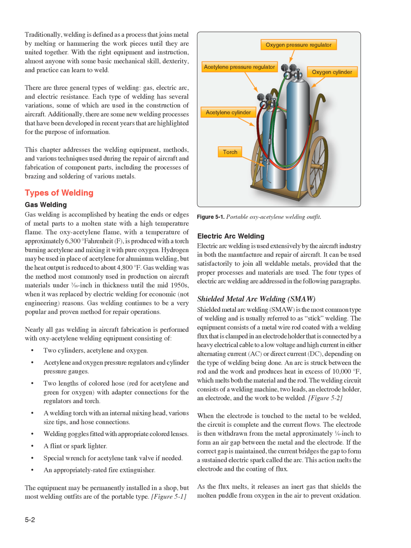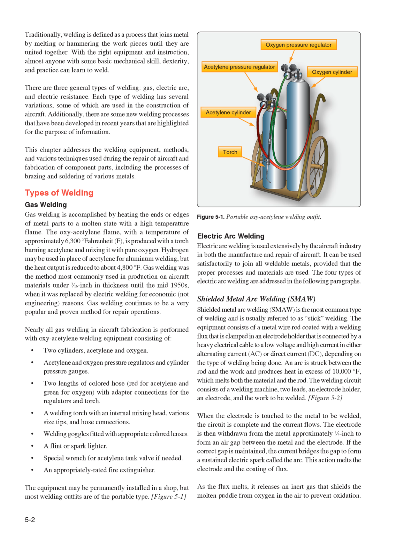Acetylene and oxygen pressure regulators and cylinder pressure gauges. Two lengths of colored hose, red for acetylene and green for oxygen, with adapter connections for the regulators and torch. A welding torch with an internal mixing head, various size tips, and hose connections. Welding goggles fitted with appropriate colored lenses. A flint or spark lighter. Special wrench for acetylene tank valve if needed. An appropriately rated fire extinguisher. The equipment may be permanently installed in a shop, but most welding outfits are of the portable type.